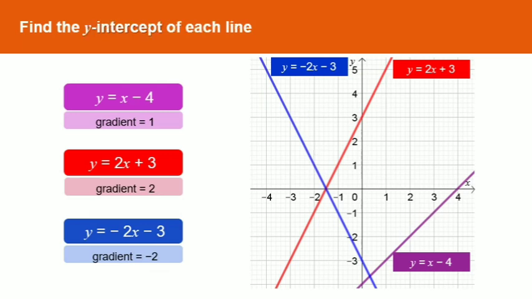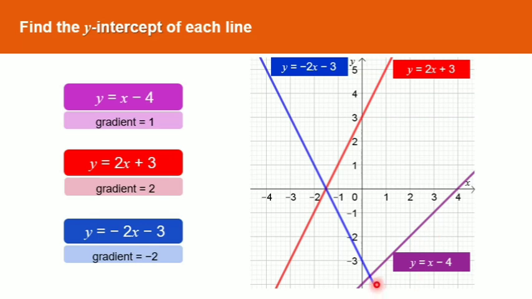Now let's continue to the y-intercept. What is the y-intercept? The y-intercept is the position where the y-axis meets the line. So this is the y-axis. Remember, the y-axis is the vertical line. Now we have to find the y-intercept of each line. Let us start from the purple line first. This is the line, this is the y-axis. Where do they meet? The meeting point of the y-axis and the line is called the y-intercept.